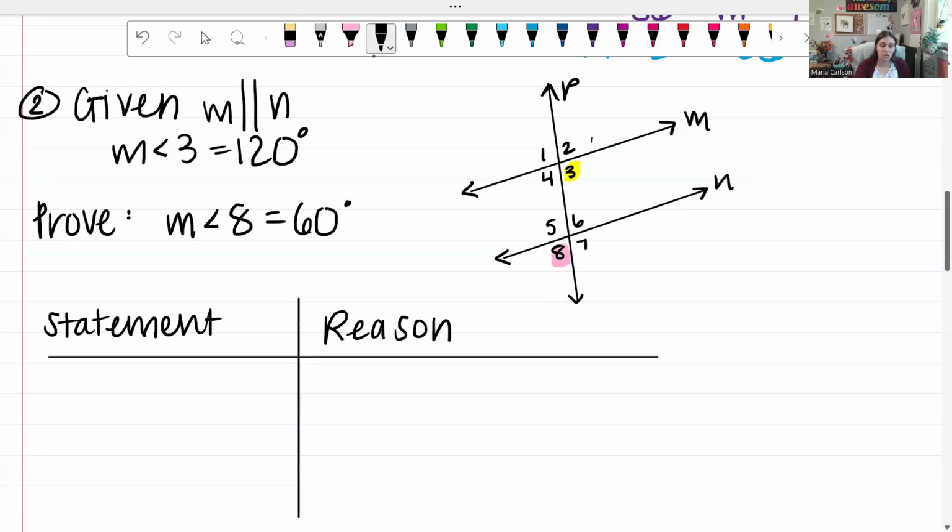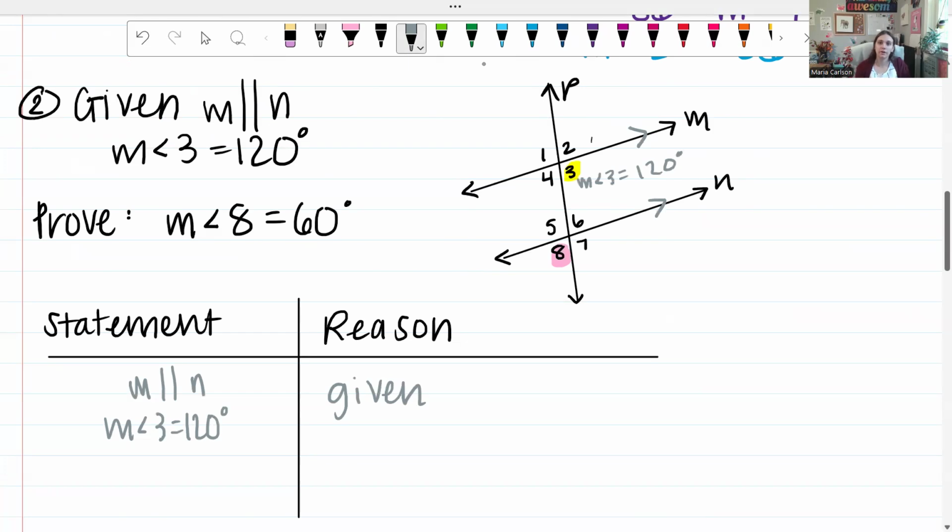And we always start with what we know or what's given. So the first thing we are going to say is we know that M is parallel to N and the measure of angle 3 is 120 degrees. Maybe I'm going to write it a little bit nicer. I'm going to write it like that. And this is given. All right, so now that I know that these two lines are parallel and the measure of angle 3 is 120 degrees, where can we go from here?